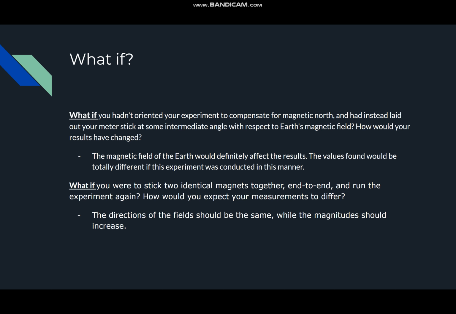And if we were to stick two identical magnets together end to end and run the experiment again, how would it differ? I feel like the directions of the magnetic fields would be the same, but the magnitude should be increased from what we previously saw.